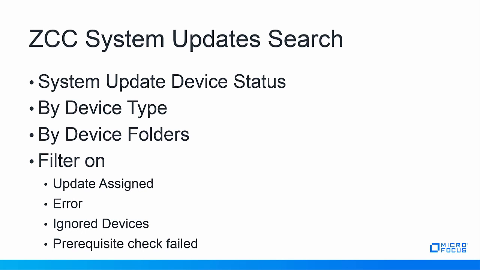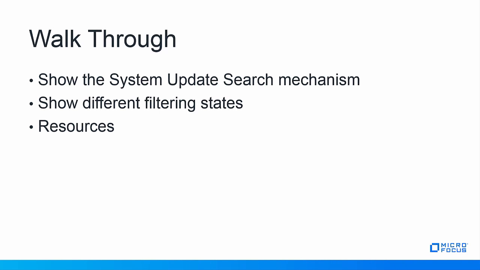ZCC System Update Search also does a search by device status, by device type, device folders, and you can filter on update assigned, ignored devices, prerequisite check failed, and other things. You can also set the auto refresh to monitor as a large number of devices are being deployed to. So as we go through this walkthrough, I'll show you the System Update Search mechanism, show the different filtering states, and some of the resources. Let's have that walkthrough.